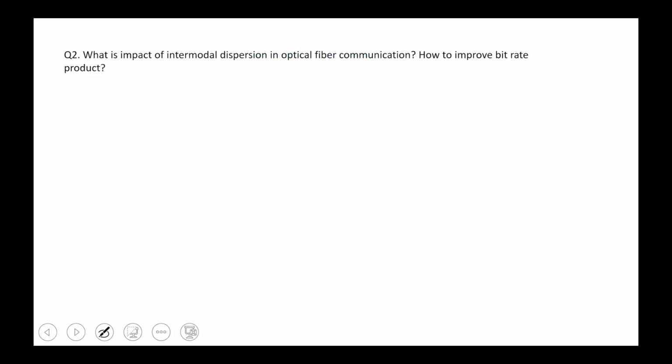So, what is the impact of intermodal dispersion in optical fiber, and how can we improve the bit rate product? Can anyone tell me?